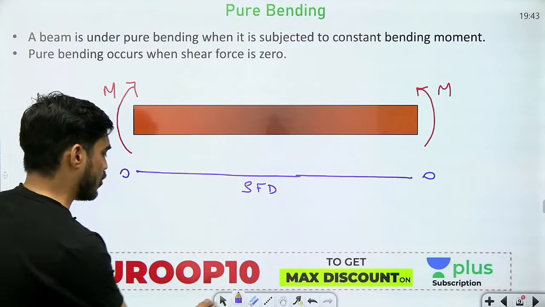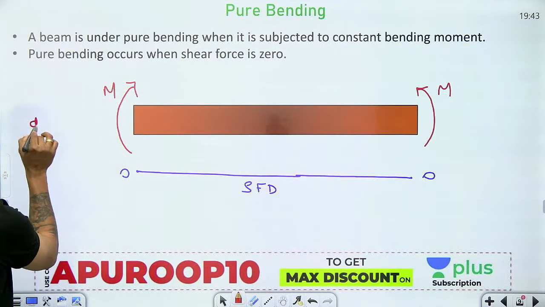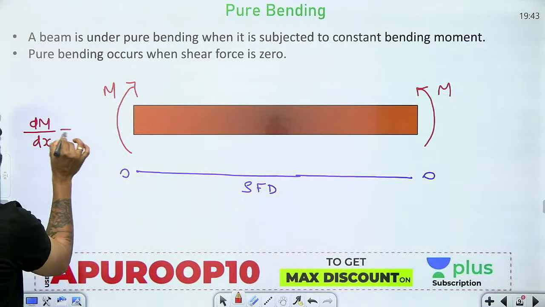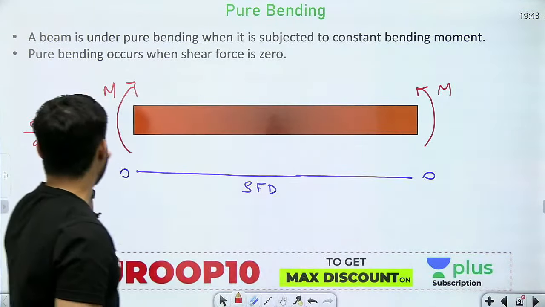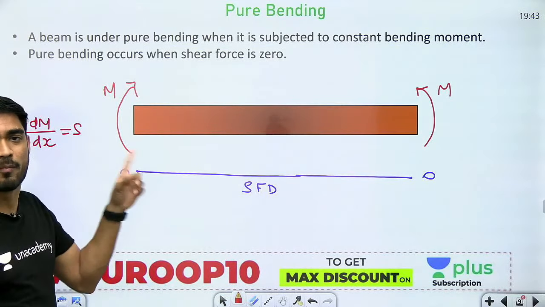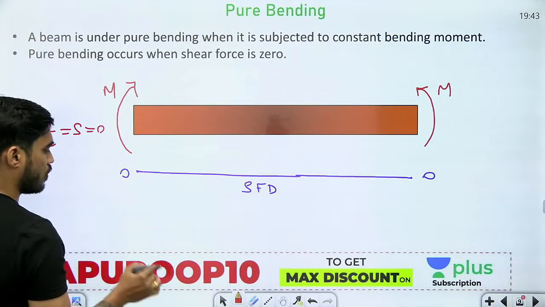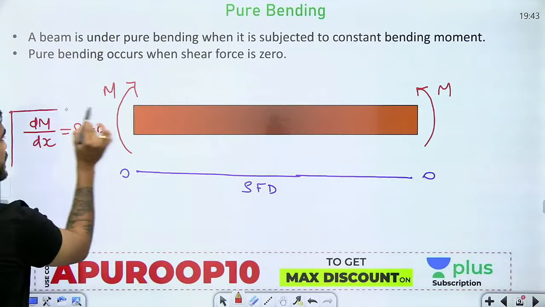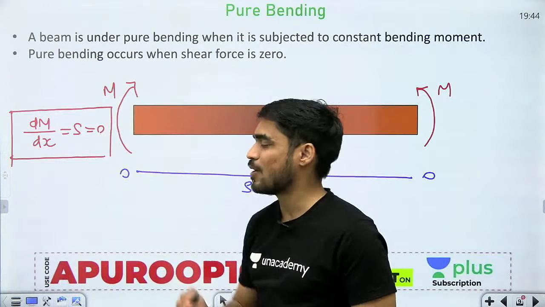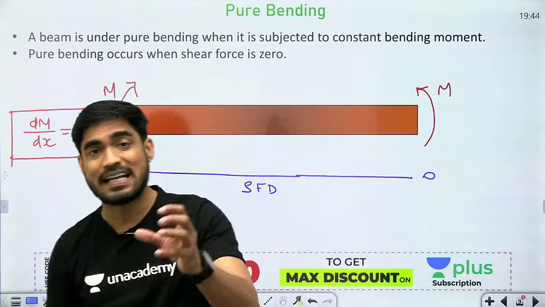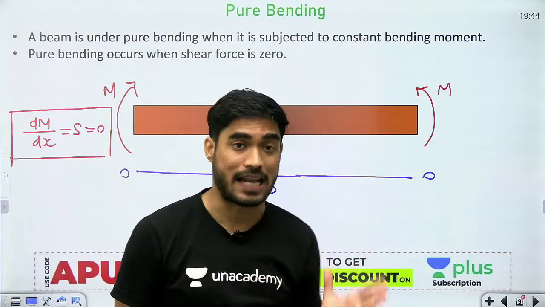Now what is the relation between shear force and bending moment? I can write dM/dx = S, where dM/dx is the slope of the bending moment diagram, and S is the shear force. Now in our case the shear force is zero. So the slope of the bending moment diagram is also going to be zero. Slope is zero means we are getting a horizontal line.